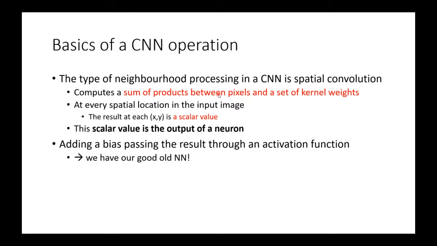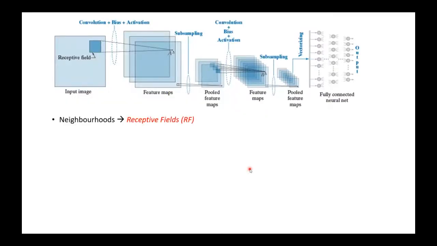And what are the parameters that the convolutional neural network learns? Any guess? The parameters are the kernels, the convolution kernels. It learns the convolution kernels. It learns the values of the kernels. So that's basically what it does.